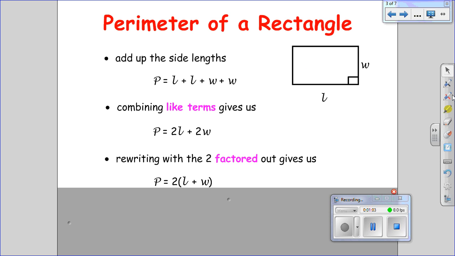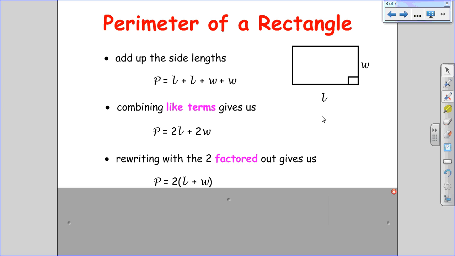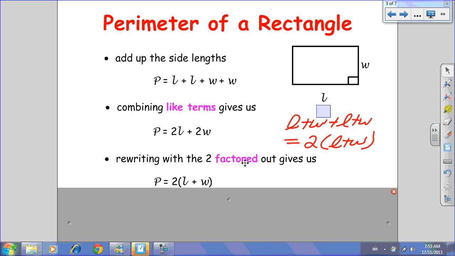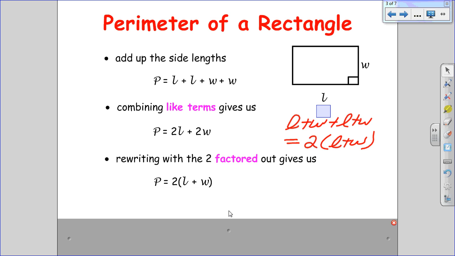Because if we think about it another way, it's really length plus width, and we add the length plus width again. But when we add the same thing twice, we know that the shortcut to adding the same thing twice is multiplication, so we can do 2 times length plus width. So you'll see perimeter of a rectangle written 3 different ways.